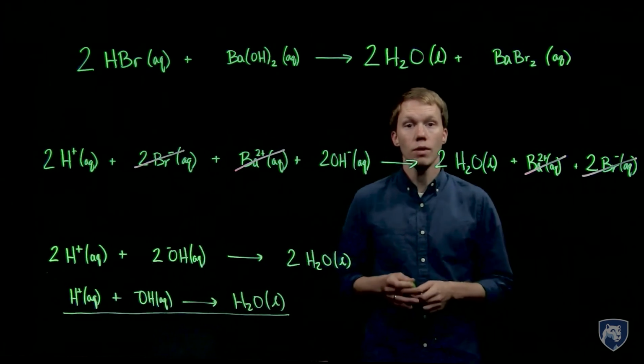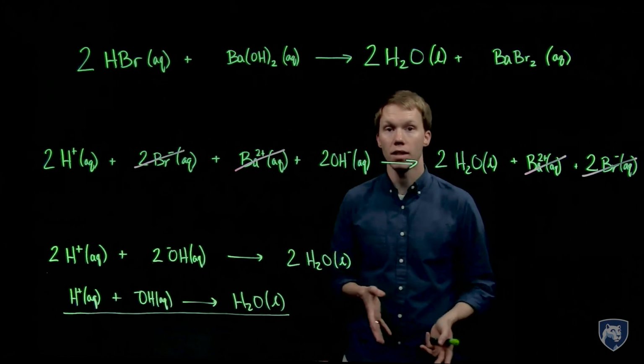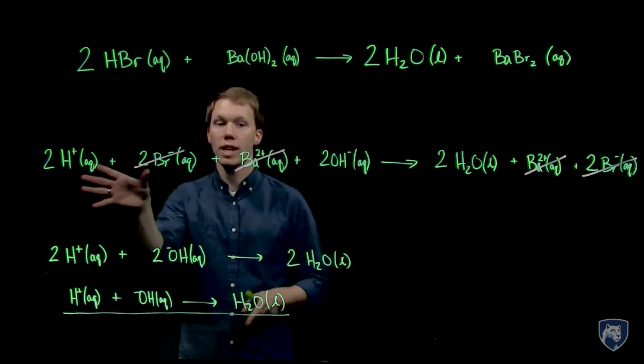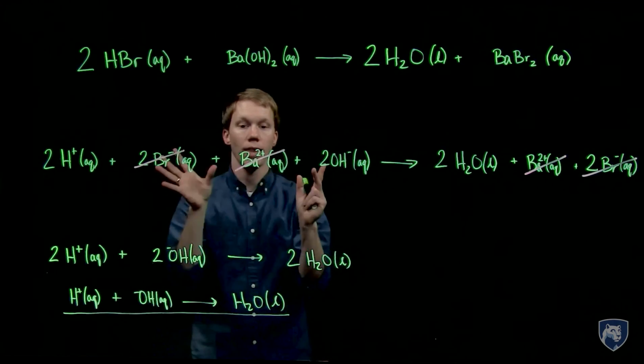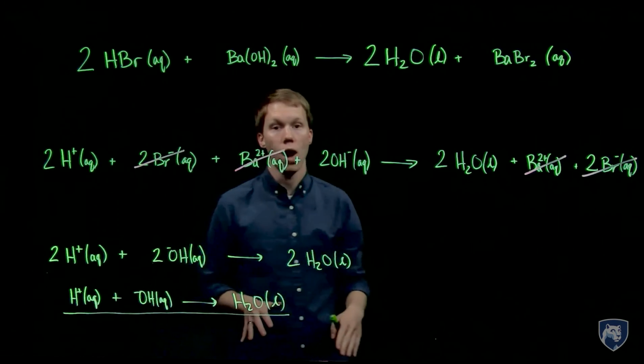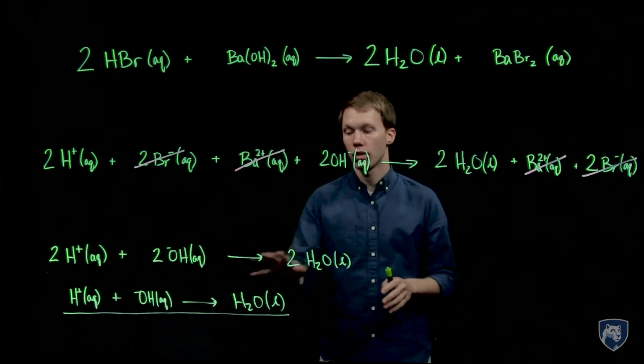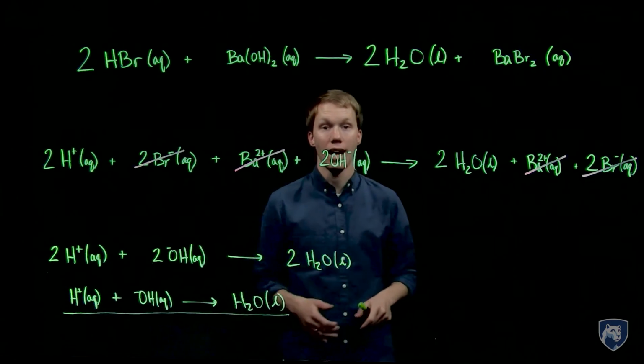And again, this will be the case for any strong acid, strong base. My strong acids will dissociate, my strong bases will dissociate, and it boils down to H+ with OH- making water. Any strong acid, strong base reaction will result in this net ionic equation.